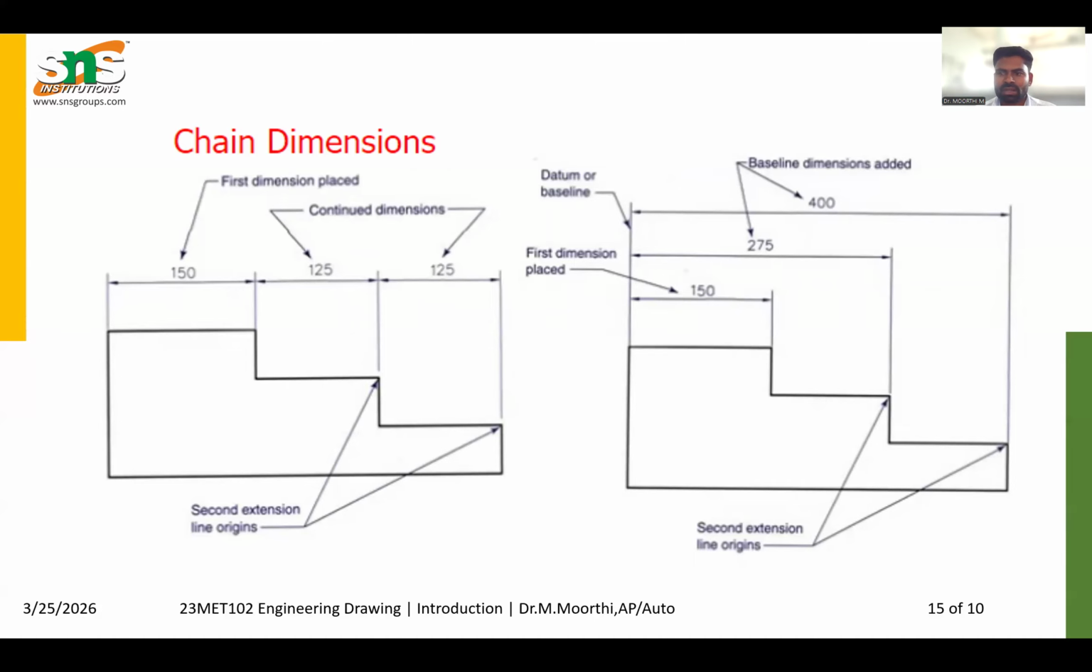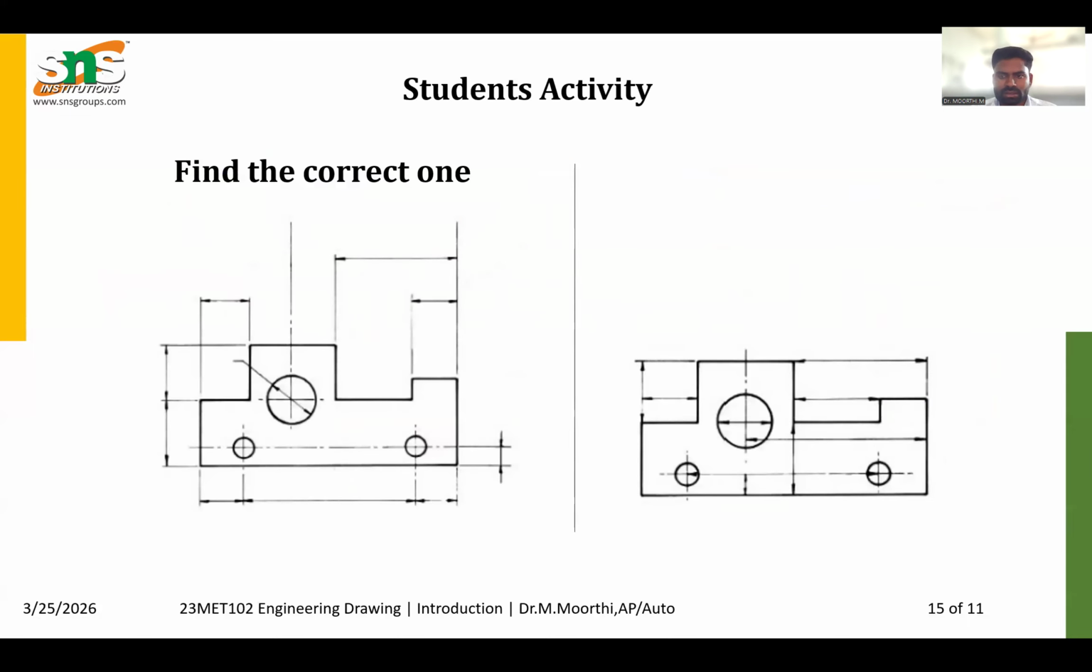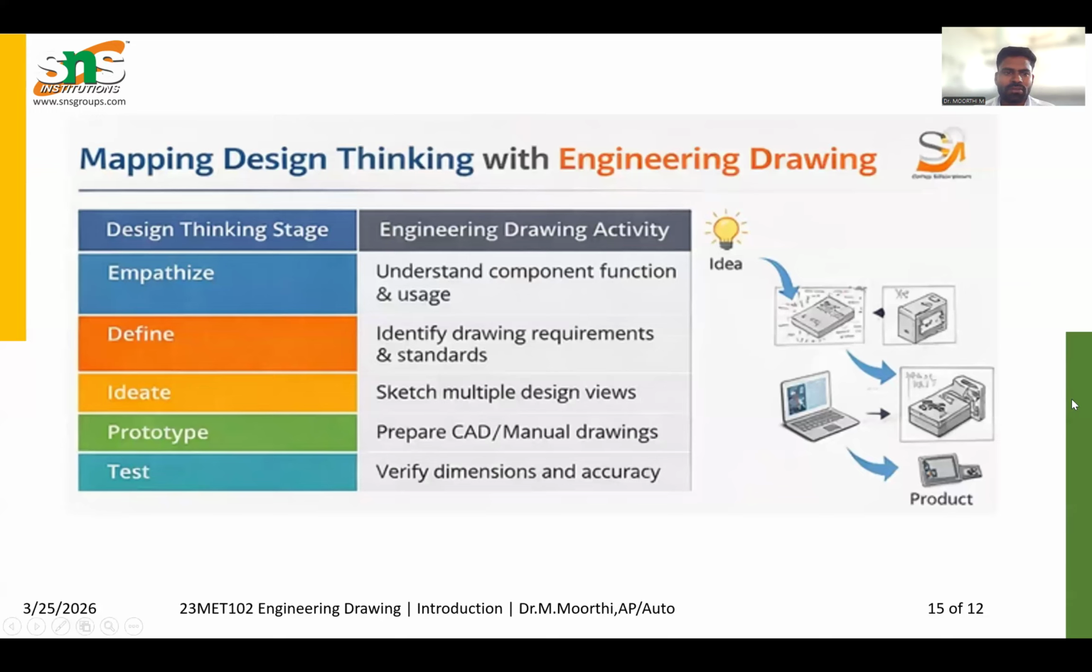This is another example of diagram dimensioning. Here we have another five-step way of representing the dimension or drawing: empathize, define, ideate, prototype, and test. Each one has its own unique phase. In empathize, we have to understand the component function and usage, and in what way we can use it. In the second phase, define, we identify drawing requirements and the standards that we have.